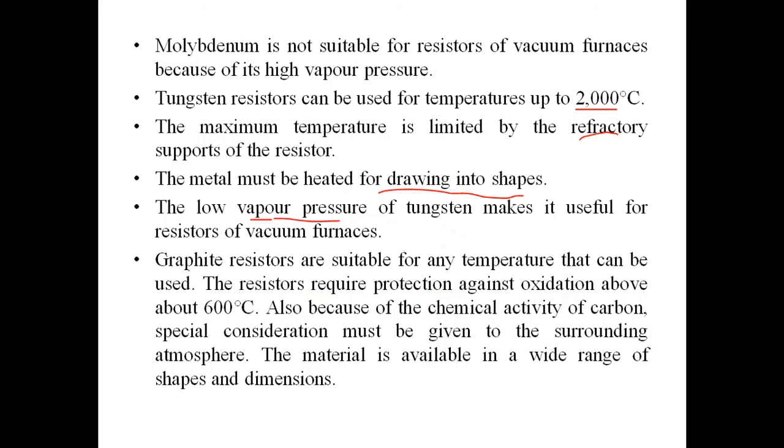And one more resistor, that is graphite. Graphite can also be used for higher temperature up to 3000 degrees Celsius, but it has one problem. The problem is oxidation. When you use graphite above 600 degrees Celsius, the possibility of oxidation is high. So we need to provide a separate protection for graphite to avoid oxidation. Then we can use it for high temperature without any problem.